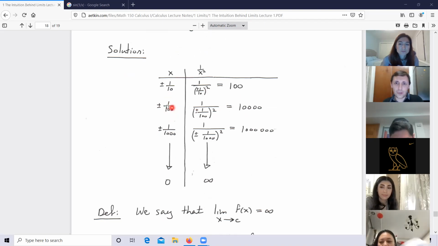So 1 over 100, if I square it and I take 1 over that, I will get 10,000. If I do it for 1,000, I will get 1,000,000. So you see what's going to happen as x goes towards 0 from either left or right. This quantity will go to something we call infinity, okay?